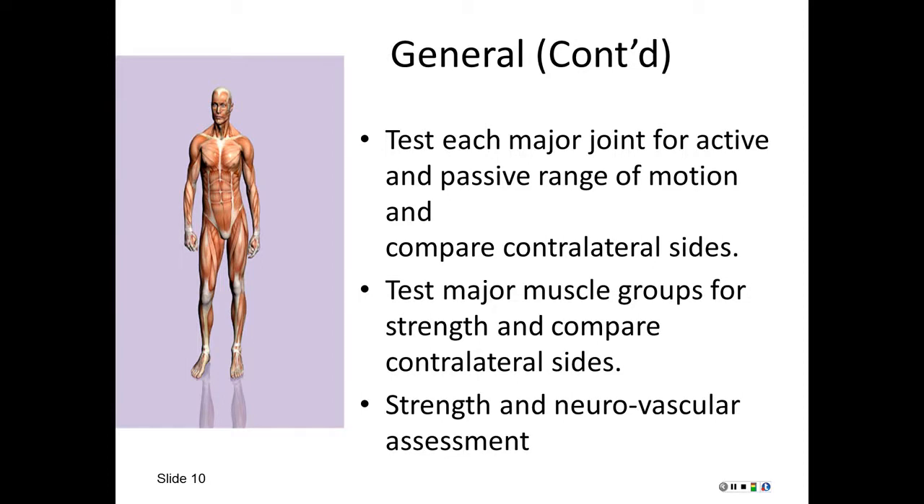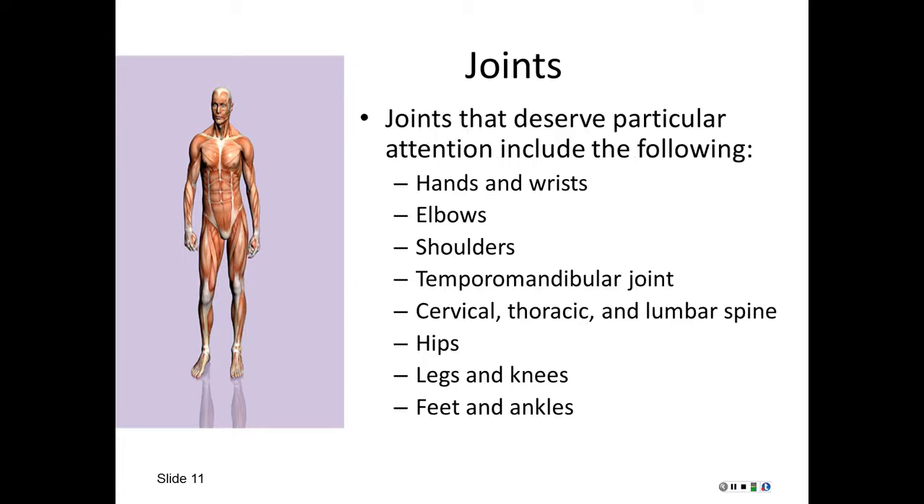And you want to compare contralateral sides. You want to test the major muscle groups for strength and compare the contralateral sides. Then you want to look at neurovascular assessment at the same time, because as you're doing these assessments of the muscles, it's easy to just throw in palpating the pulses and going ahead and doing your reflexes. The joints that deserve particular attention are the hands, wrist, elbows, shoulders, temporomandibular joint, cervical, thoracic, and lumbar spine, the hips, legs, and knees, feet and ankles.